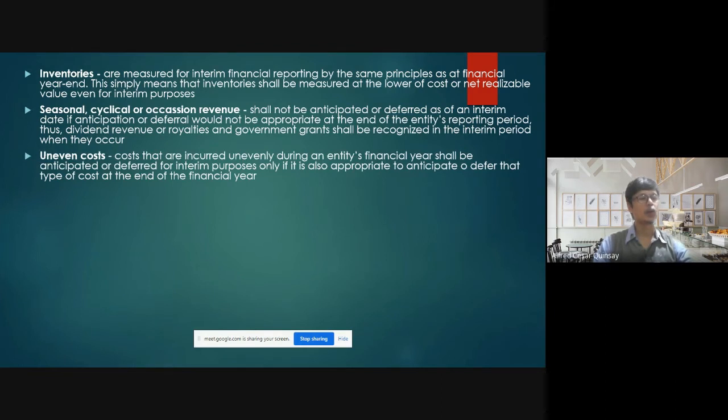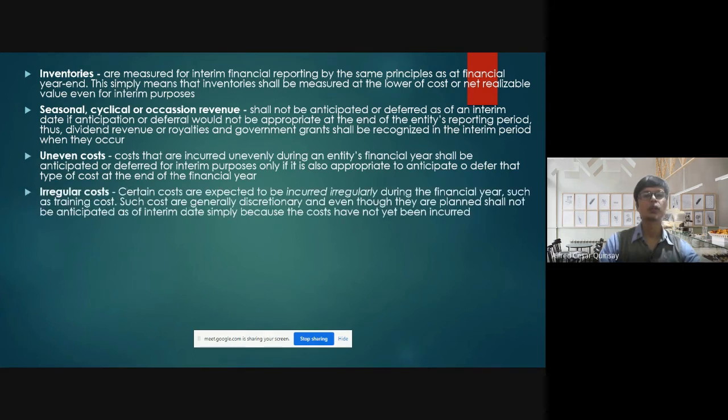Also, uneven costs that are incurred evenly during an entity's financial year shall be anticipated or deferred for interim purposes only if it is appropriate to anticipate or defer that type of cost at the end of the financial year. Yan. Next is yung irregular cost. Certain costs are expected to be incurred irregularly. Okay, ito yung mga cost. Yan, as the title suggests, irregular cost, no? During the financial year, such as training cost.